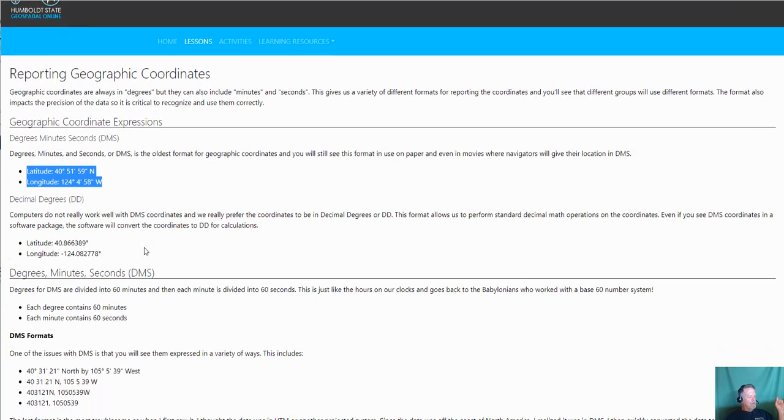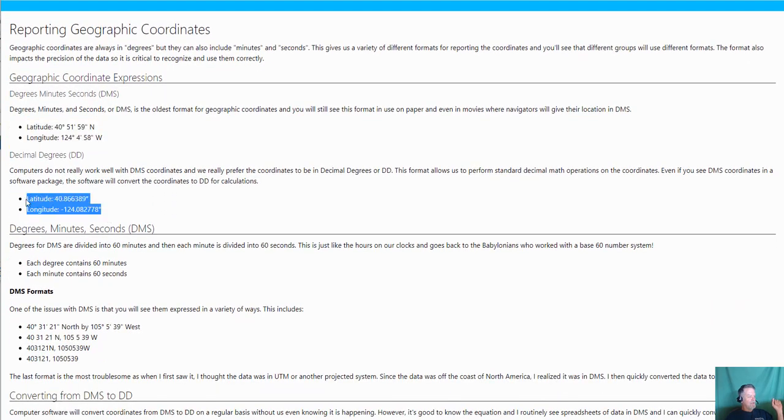And almost always what we want to do is take those and convert them to decimal degrees. This is where the computer really likes these values more. It's used to working with floating point numbers. They work better. So we'll talk about converting those in a second.